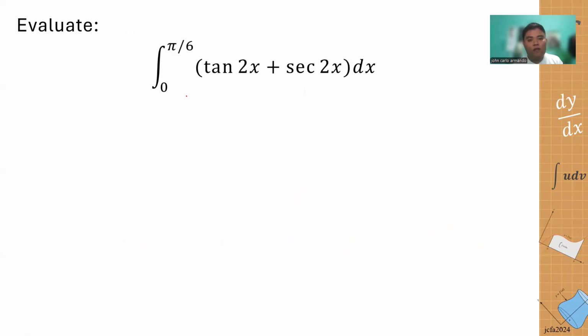Okay, how about this one? Evaluate the integral of tangent 2x plus secant 2x dx from 0 to pi over 6. So how are we going to integrate? We integrate first, okay? The integral of tangent 2x plus secant 2x dx. What's the integral of tangent 2x? How are we going to integrate that one?